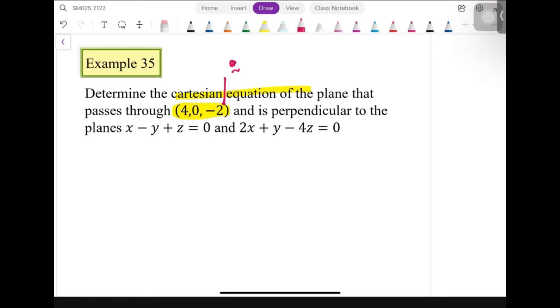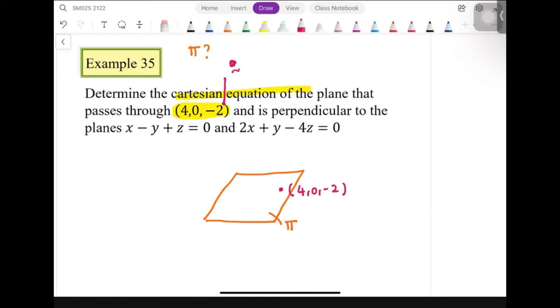Ada banyak. Okay. Banyak sangat plane-plane ni, saya namakan lagi sekali lah ya. Okay. Let's say kita nak cari plane yang saya namakan sebagai pi. Saya lukis color orange. Okay. Ni plane pi. Atas plane pi, dia dah bagi satu point. Point tu tadi, 4, 0, negative 2.